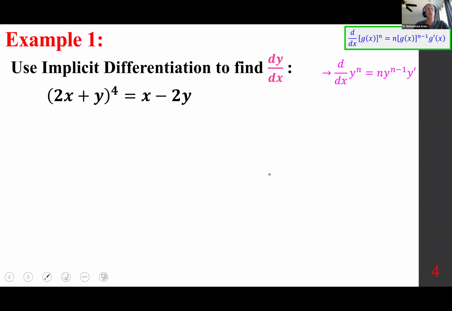Let's get started. The first one is using implicit differentiation to find dy/dx, where (2x + y)^4 equals x minus 2y. So we use the extended power rule. So 4 times the parentheses cubed times the derivative of the inside, now by the extended power rule or the chain rule, whatever you want to call that. The derivative of the inside is 2 plus y prime or dy/dx. That's the left side. The right side, x gives you 1 minus 2, y gives you y prime or dy/dx.